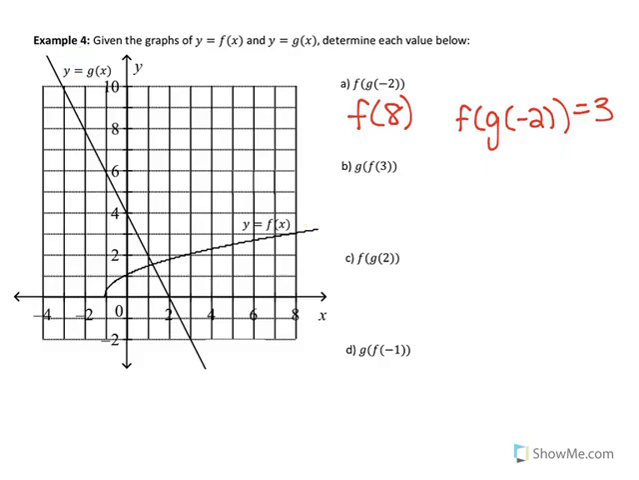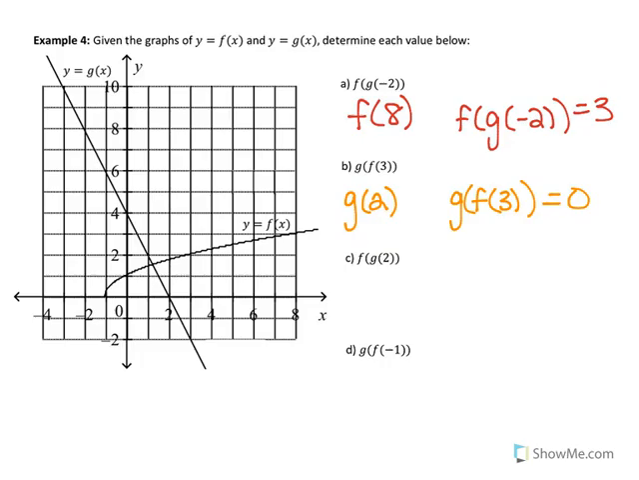Now we're going to go g of f of 3. So we're going to work on the inside. So we're going to do f of x first. So that's that function. So we're going to go over to 3, and our y value is 2. So now we're going to evaluate g at 2. And g at 2 is 0. So g of f of 3 is 0.